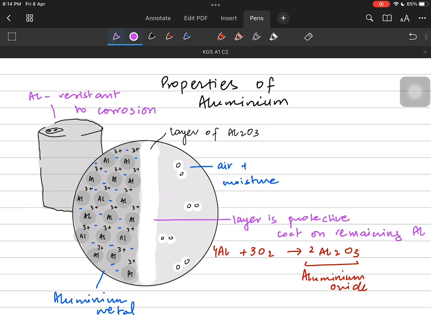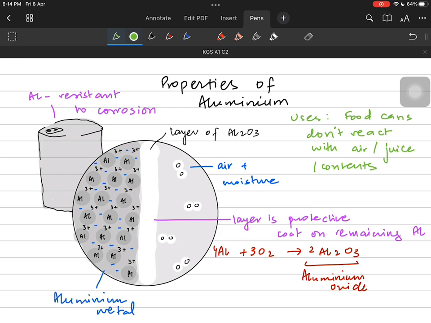So it can be used to make food cans, because the aluminium is not going to react with the contents on the inside. It's not going to rust itself, it's not going to corrode, I should say. And it's neither going to react with the juices or the contents, whatever is there in the food can or whatever kind of can you're using.